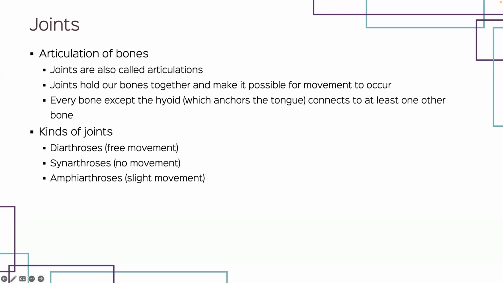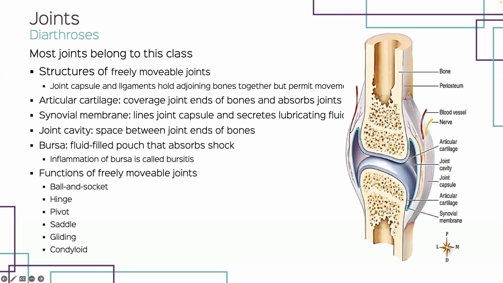Most of the joints that we have in the body are diarthroses. All will have a joint capsule, a joint cavity, and a layer of hyaline cartilage over the ends of the two joining bones. The joint capsule is made up of the body's strongest and toughest material, fibrous connective tissue, and it's lined with a smooth, slippery synovial membrane.